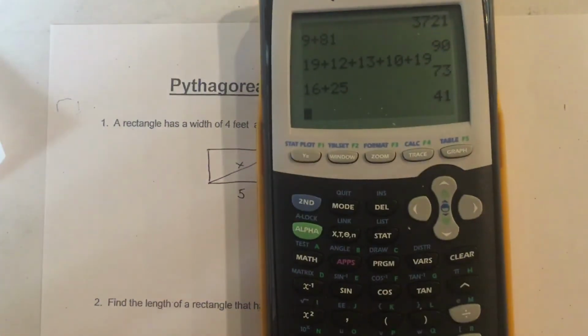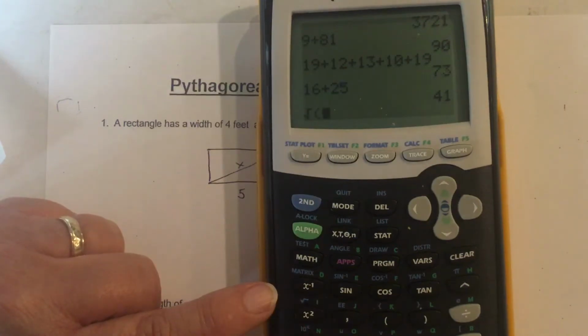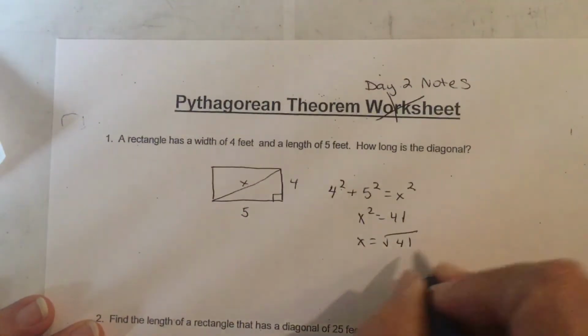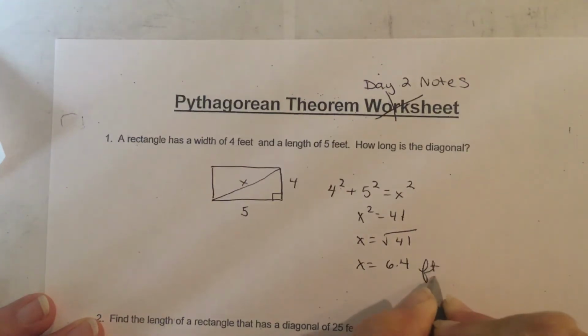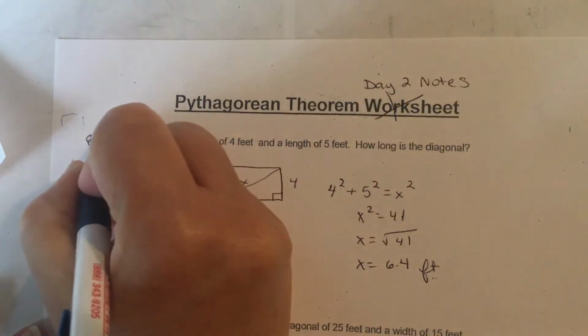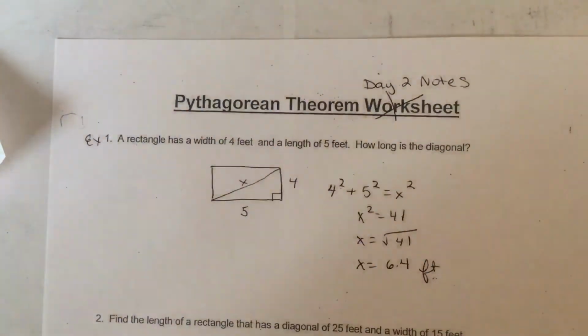Remember, in order to do that, you have to hit second and then the square button. And we're going to round to the nearest tenth, and you have a diagonal that is about 6.4 feet long. It's a good idea to always label your units. Now remember, you can be doing this on notebook paper. You don't need to use all the printer ink and paper that you have. Whatever works the best for you.